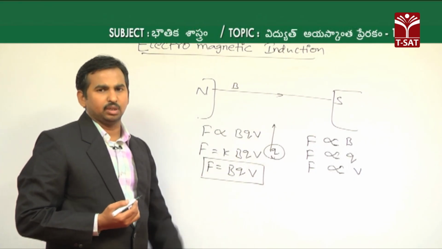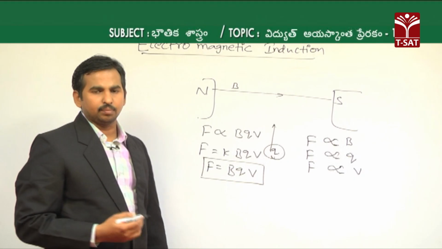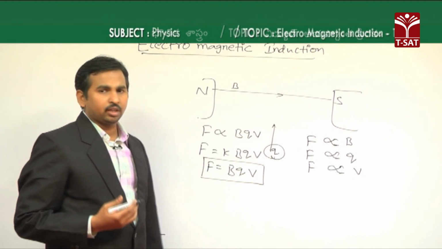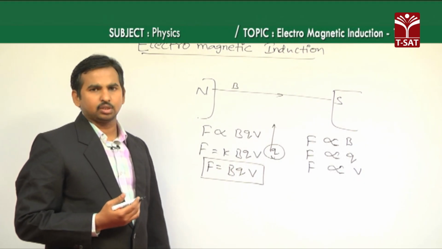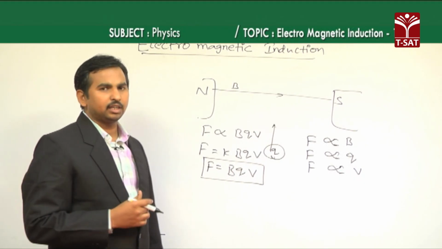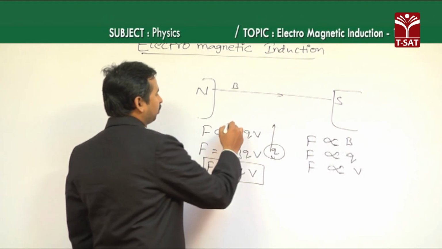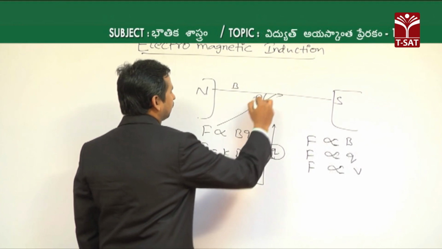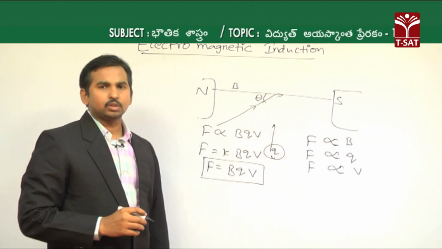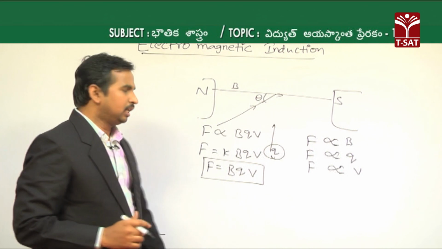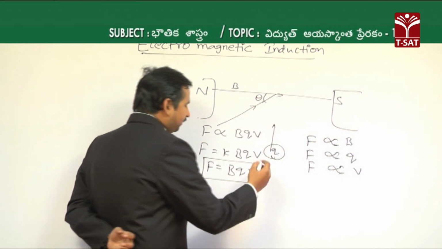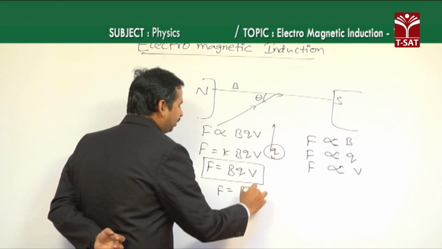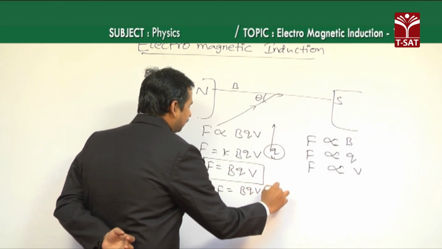But this is the case where it is going perpendicular, where the force acting is always maximum. If you generalize this formula, because every time the magnetic field need not be perpendicular to the movement of the charge, sometimes the charge may enter making some angle. For example, the charge may come into this magnetic field making some angle like this. So if you generalize this equation, we get F is equal to BQV sin theta.